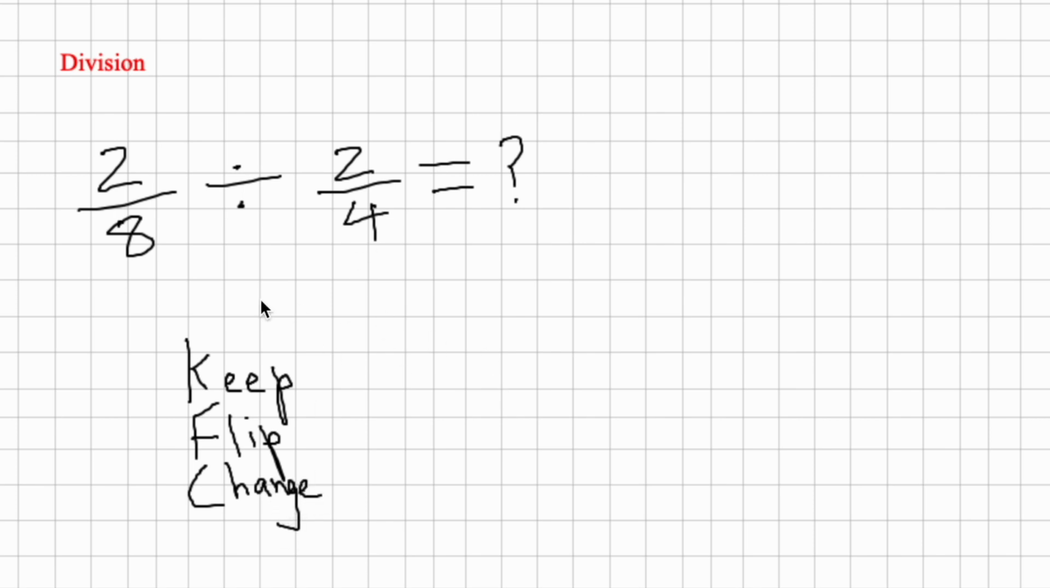What it means is you keep this and you flip this around, then you times them together like I showed you earlier on. Okay, so if I do this, we're gonna keep this 2 over 8 the same. We're gonna flip the next fraction over, so it will be 4 over 2. Then what we're gonna do is times them together, which will give us 2 times 4, 8, and 8 times 2 gives us 16.